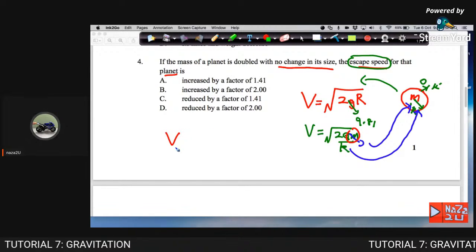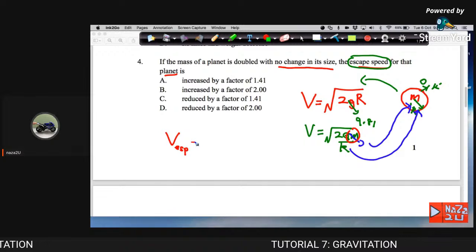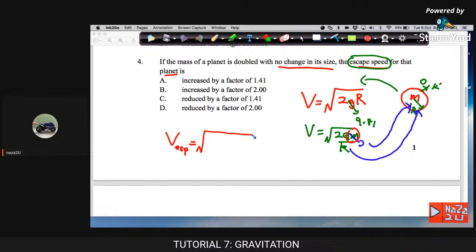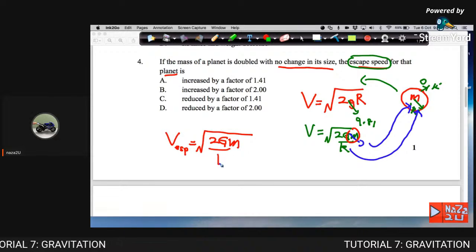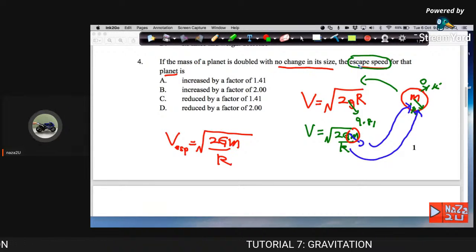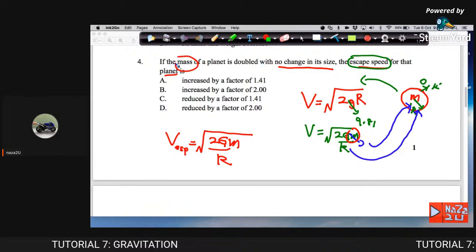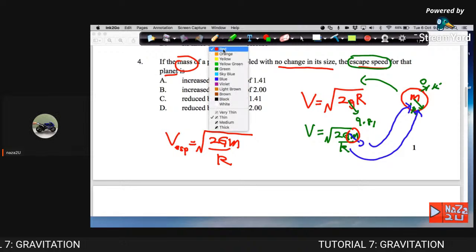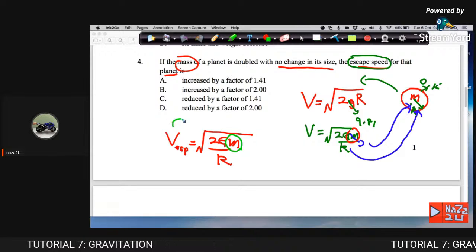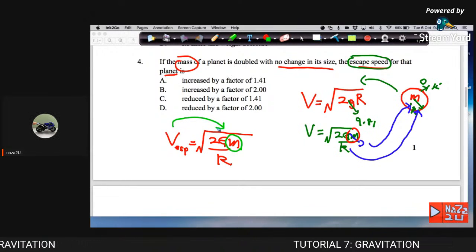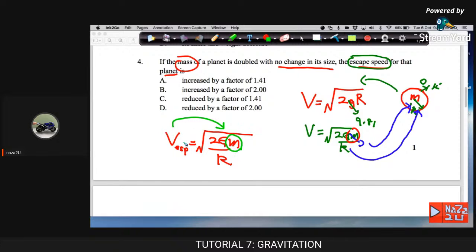So escape velocity, saya tulis V escape, escape velocity is equal to square root of 2GM over R. So meaning here you increase the mass, double. So meaning you increase the magnitude of the mass double. Because escape velocity is related to the mass, meaning if mass increases, escape velocity also increases.